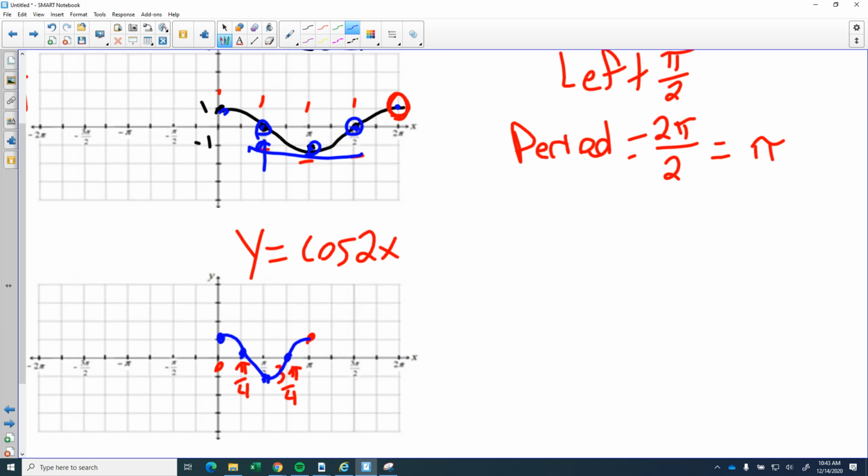Notice how it shrunk my period, so now it repeats sooner. It doesn't take the full 2 pi to get there. It repeated at a faster pace.